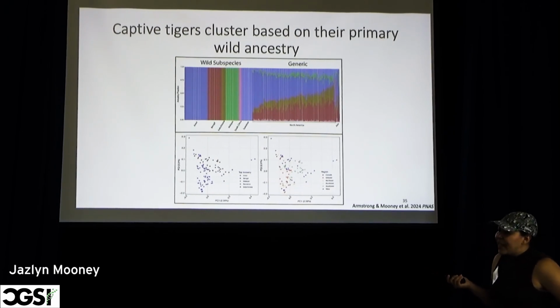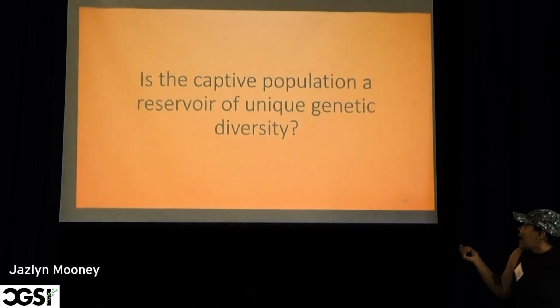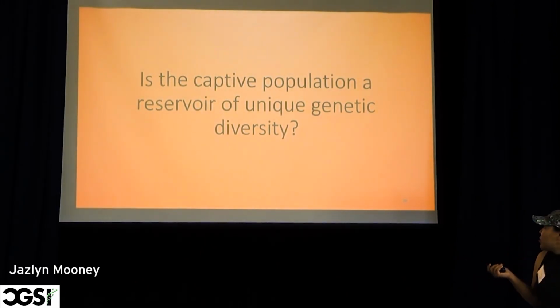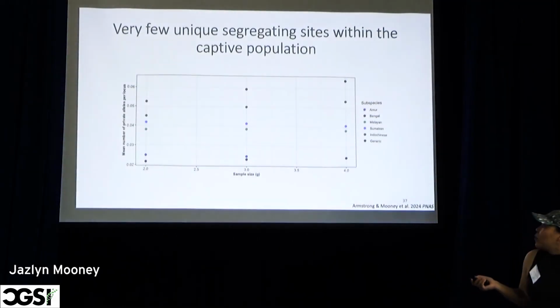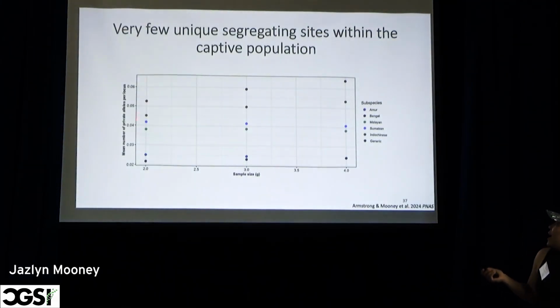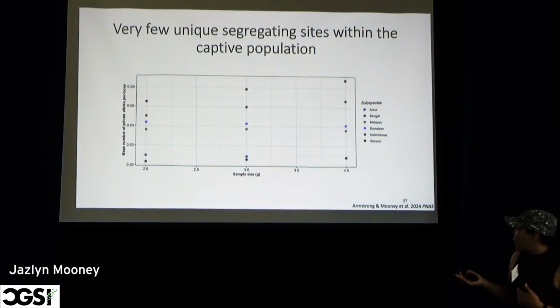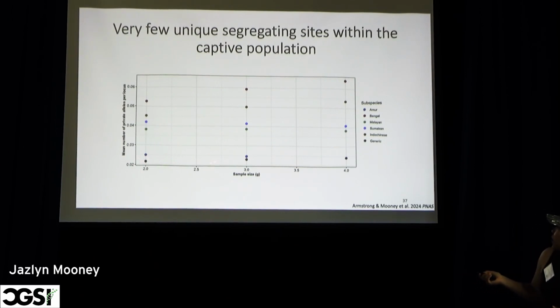And then the next thing that we could learn is just asking, are they this reservoir of unique genetic diversity? And we can do this with some software that's called ADZE. What you do is you subsample individuals, and then what I'm plotting here is the mean number of private alleles. So these samples are actually small when we got into the actual high quality data.